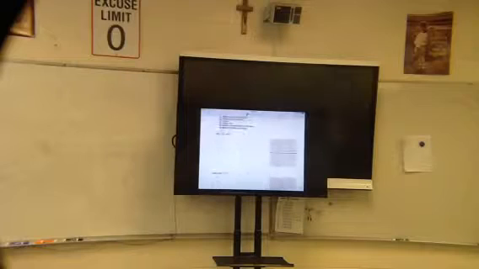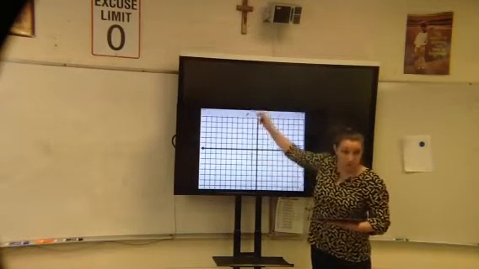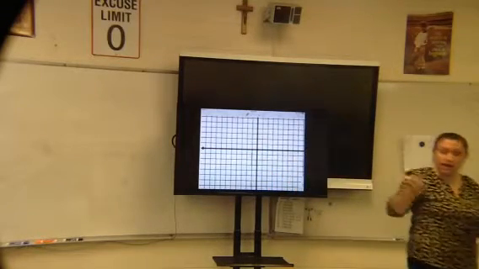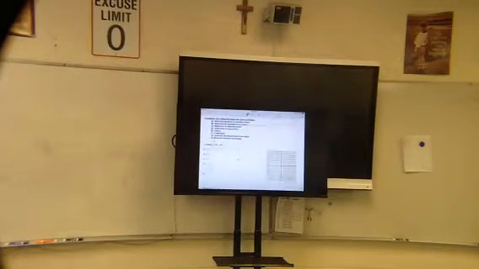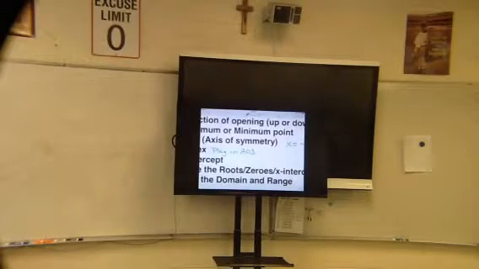Now that we've done that, let's go to step E. Step E says vertex. Now, your vertex will always be somewhere on this dotted line. If it's not on the dotted line, you are wrong. It has to be on that dotted line. So now the vertex. Let's put a note up top here. We're going to plug in the AOS, the axis of symmetry, what you just found, into your equation. So plug in AOS into the equation.